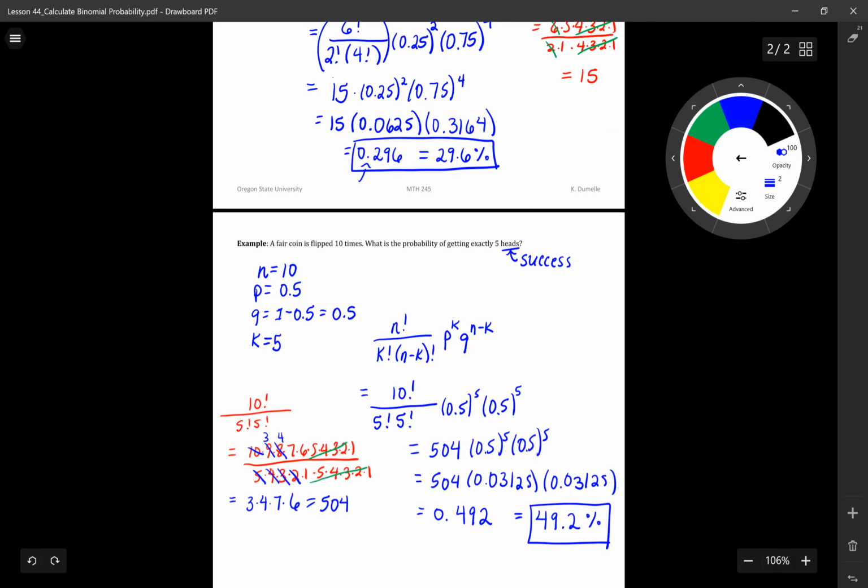So the chances of me getting heads exactly half of the time is around 50%. Again, this answer makes sense because it's, first of all, between 0 and 1, which we need. And there's a high probability of getting about half heads since this is a fair coin. So this answer does make sense.